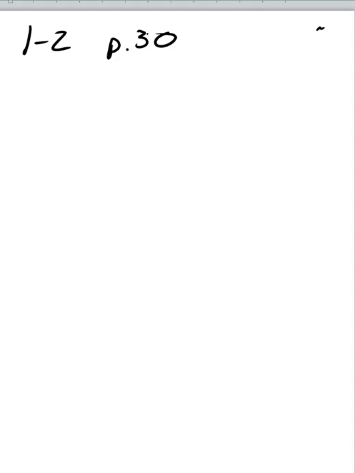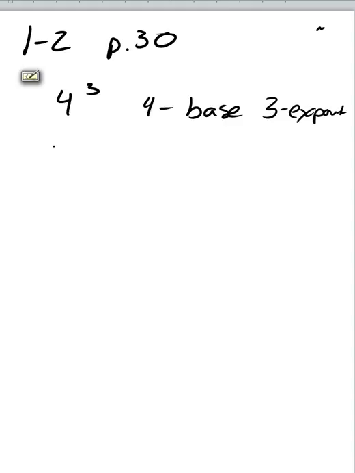And when you see a number raised to a power, if you have something like 4 to the third power, 4 is the base and 3 is the exponent. Okay, and if you wanted to expand this out, 4 to the third power is actually equal to 4 times 4 times 4. And when you multiply all that out, you're going to get 64. That's one of the first things that they talk about there on page 31.